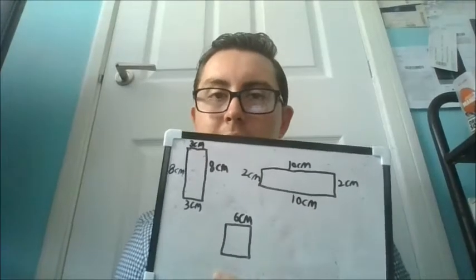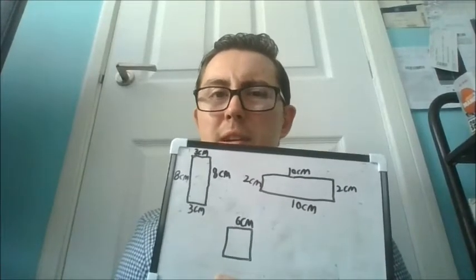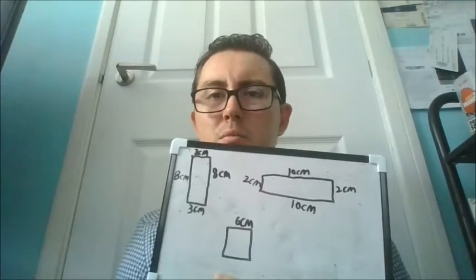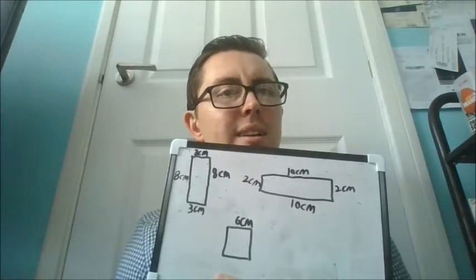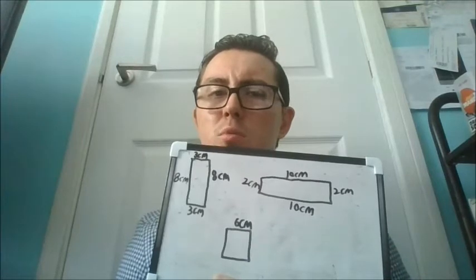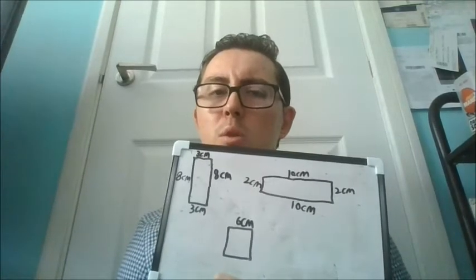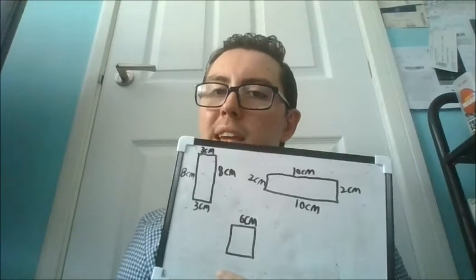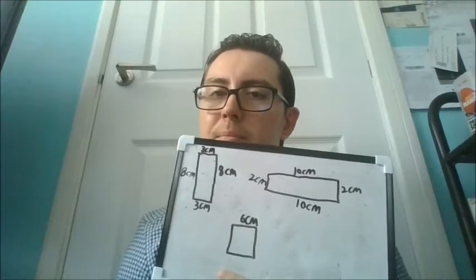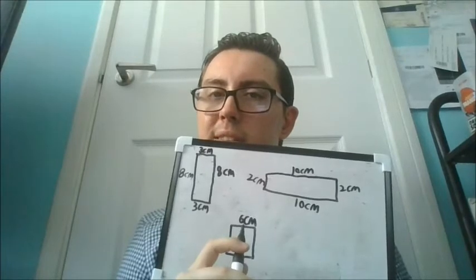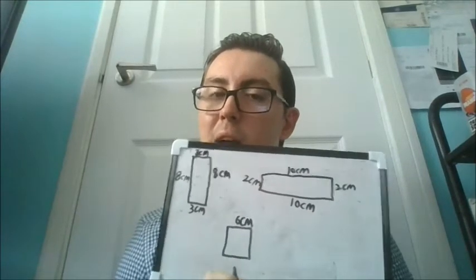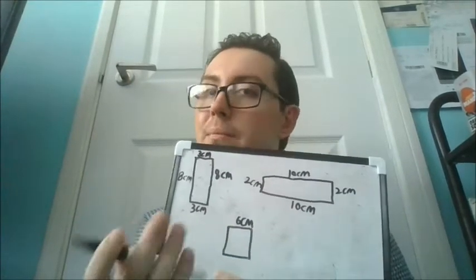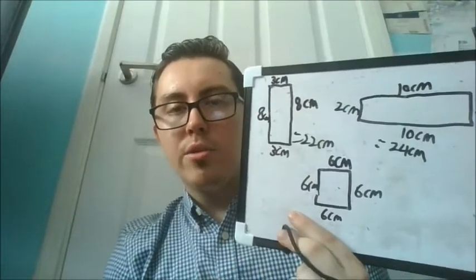Now let's try a square. This time I've only got one side, one length. Why is that? Why have I only measured one side? Why is there only one measurement? Because a square's sides are all the same length. They're all the same. So if this one's 6, this side's 6, this side is 6, and guessed it, that side's 6. 6 is all the way round.